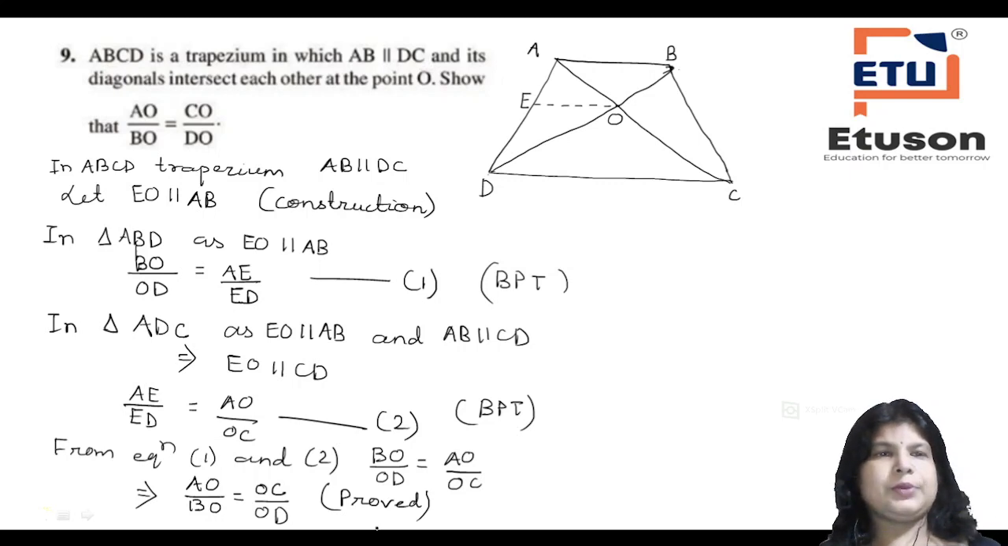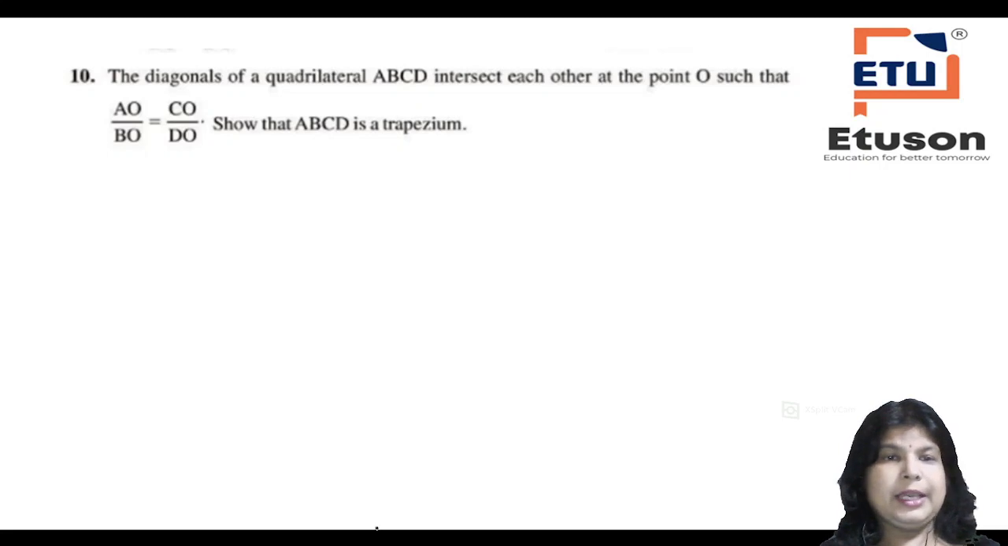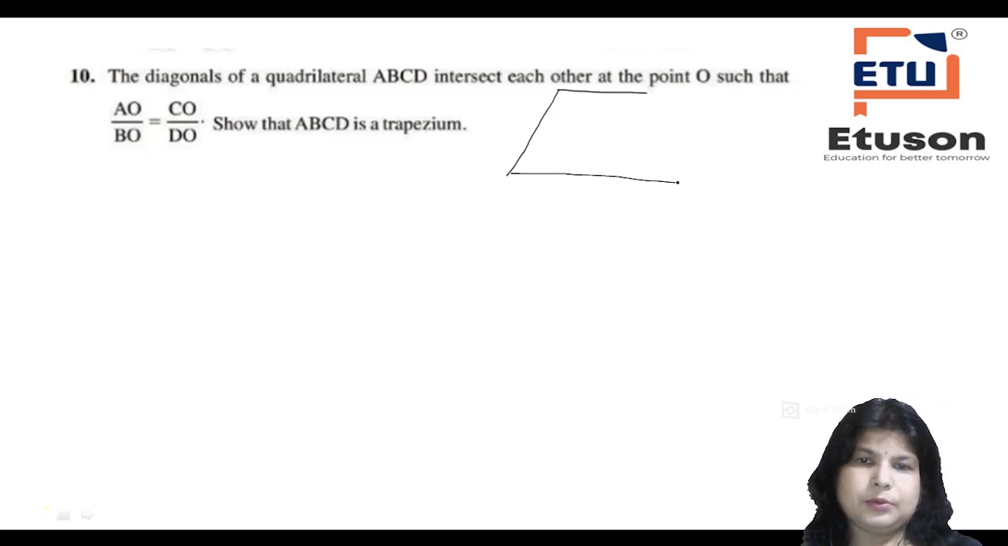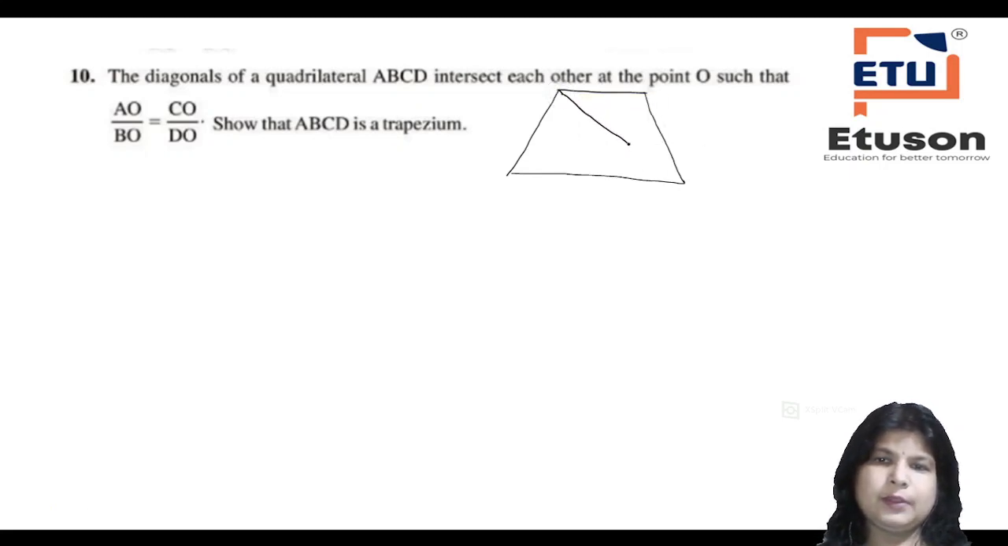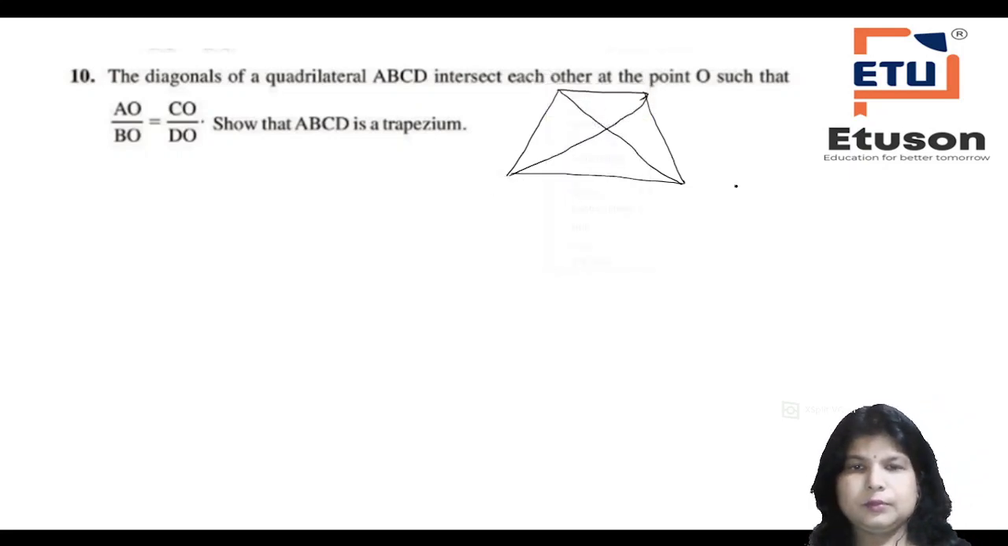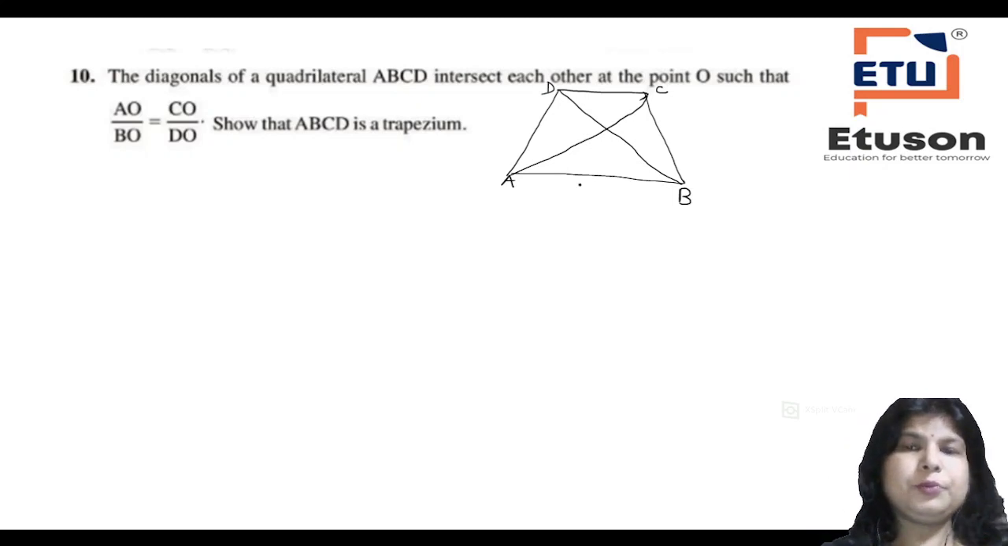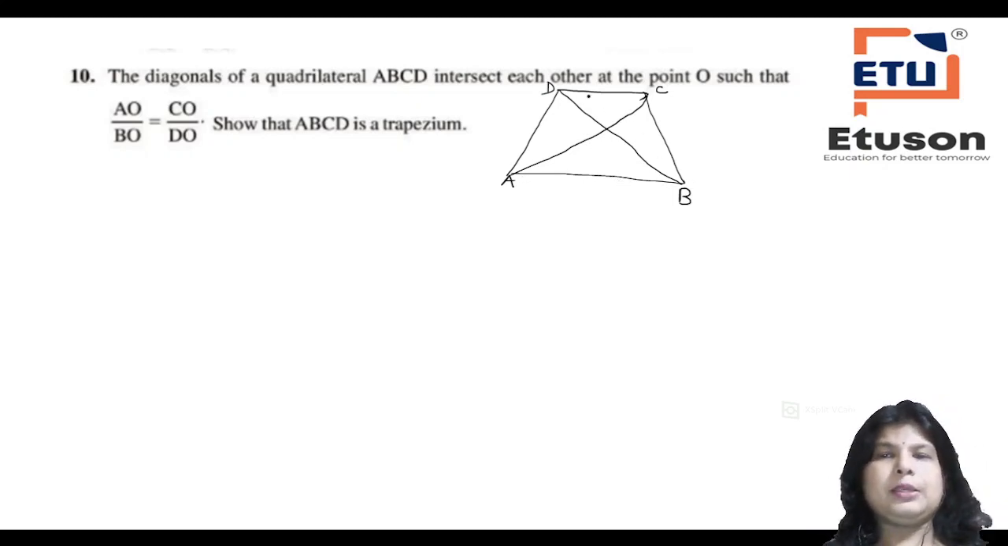Now let us go to the next question. That is question number 10. The diagonals of a quadrilateral ABCD intersect each other at the point O such that AO by BO is equal to CO by DO. You have to show that ABCD is a trapezium. So here initially it is not given that it is a trapezium. So to prove that it is a trapezium, you need to prove that AB is parallel to CD. Okay. So to prove that ABCD is a trapezium, you have to prove that two sides are parallel to each other. So AB should be parallel to CD.